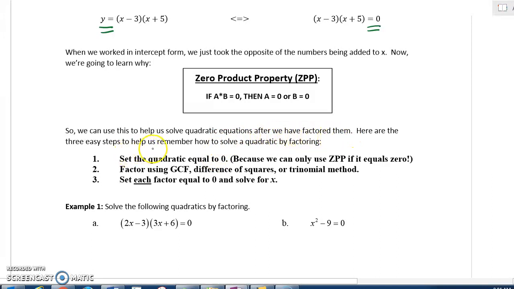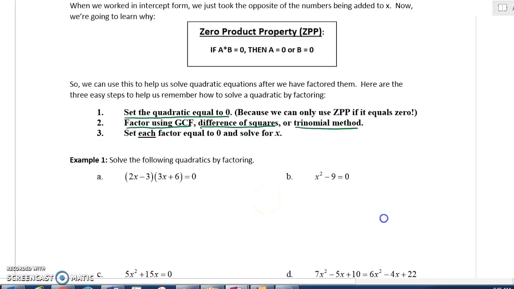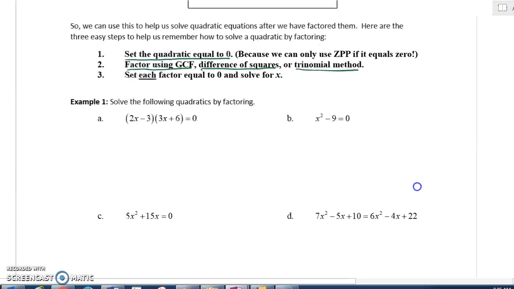Here are the 3 easy steps to help us remember how to solve a quadratic by factoring. 1. Set the quadratic equal to 0. We're going to use ZPP, but the only time we can use the zero product property is if it equals 0. 2. Factor using GCF, a difference of squares, or trinomial method. So we'll see which one we need. 3. Set each factor equal to 0 and solve for x. So these are the 3 methods we're going to be using. We have 4 examples we're going to try this on.